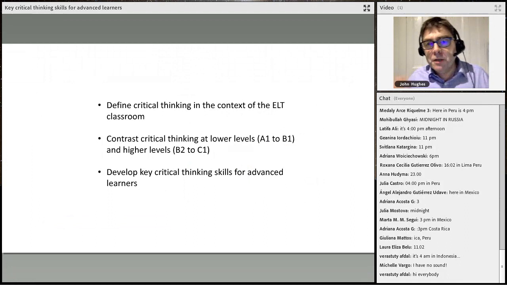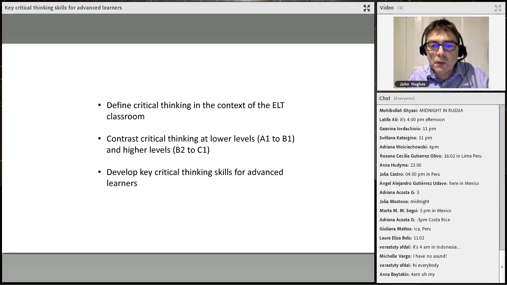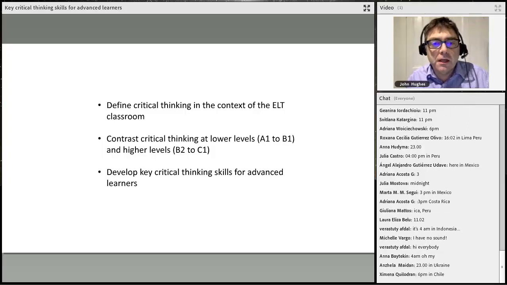Basically, there are 3 parts to the presentation. The first 2 are quite short. I'm going to define critical thinking in the context of the ELT classroom. So I'm going to give you my definition of what critical thinking is. People have different definitions. You will have your own idea of what critical thinking is, but I'm going to define it and put it into context so we know what we're referring to.